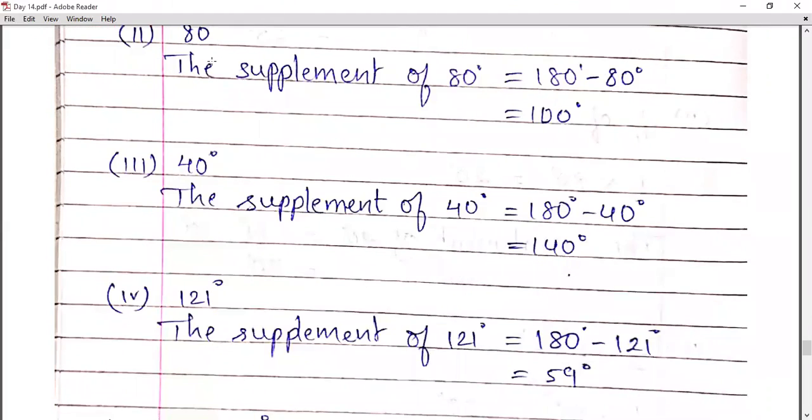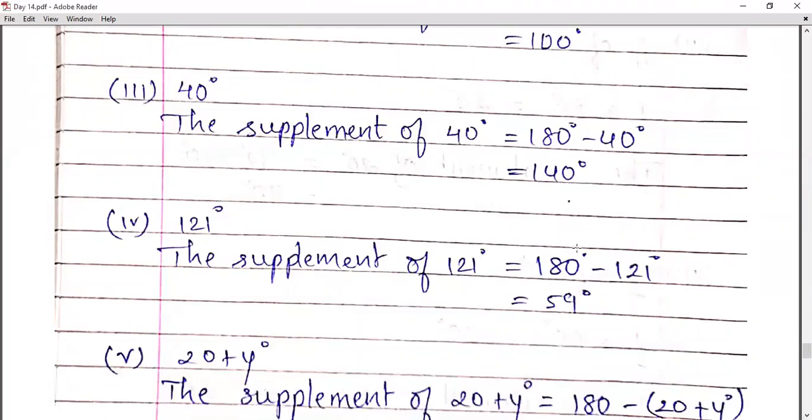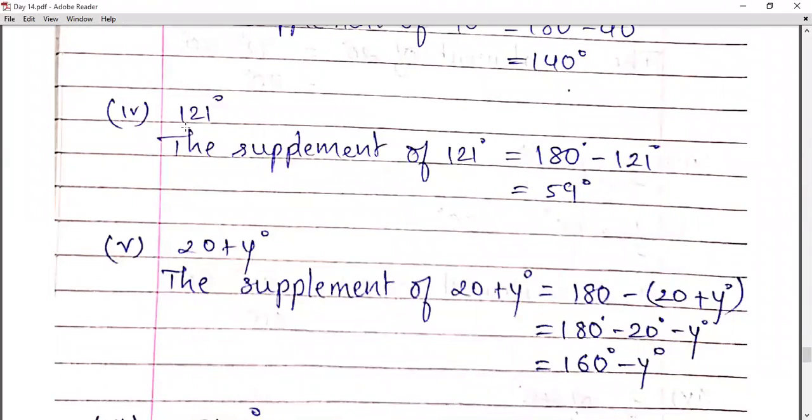The supplement of 80 degrees, part 2, is equal to 180 degrees minus 80 degrees, that is equal to 100 degrees. Part 3 is 40 degrees. The supplement of 40 degrees is 180 minus 40 degrees, that is equal to 140 degrees. 121 degrees. The supplement of 121 degrees is 180 degrees minus 121 degrees, that is equal to 59 degrees.